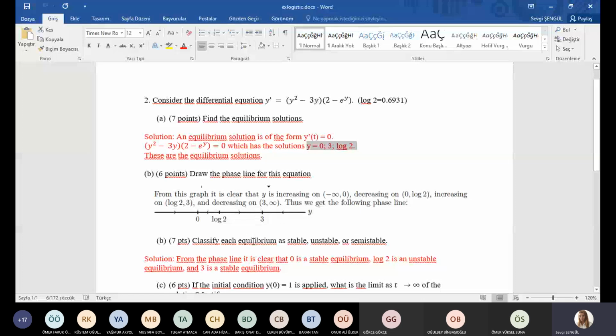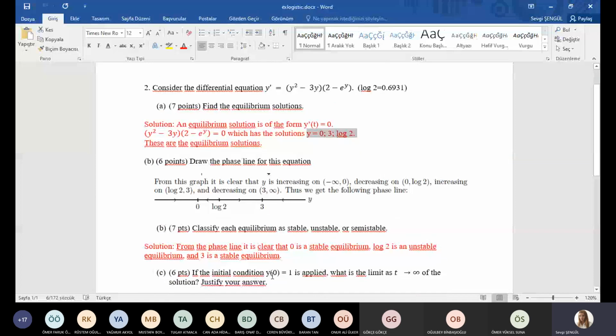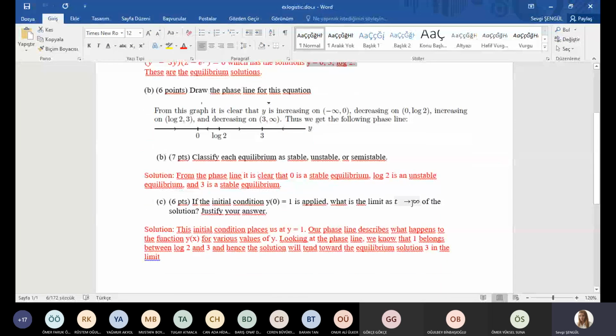And look at this C part, please. If the initial condition y0 equals 1, what is the limit when t goes to infinity? So when y is 1, look at the 1. If your initial value is 1, 1 is where? It is somewhere here, right? Because logarithm 2 is 0.69, so it is somewhere here. And if your initial value is somewhere here, follow the arrow. The arrow is approaching to the right, and it will reach the first equilibrium, which is 3. Then the limit will be 3.